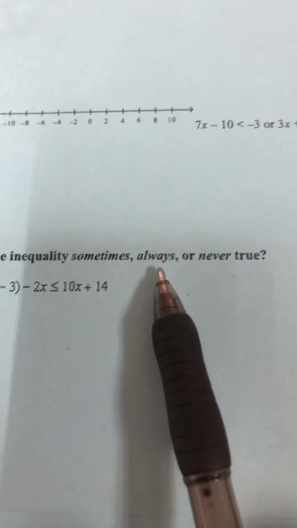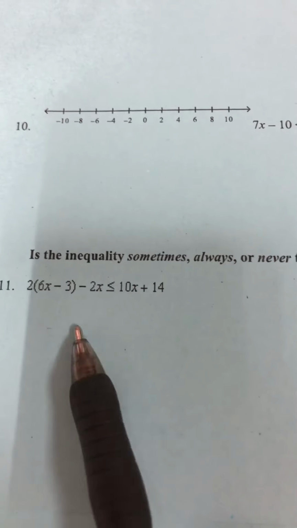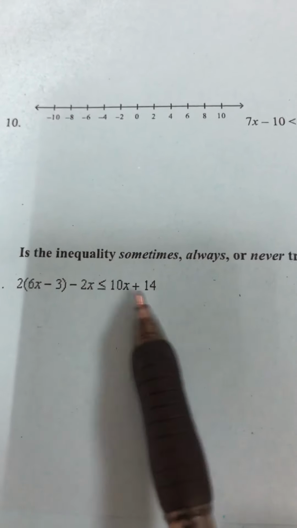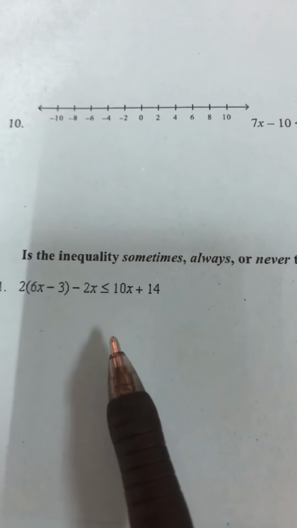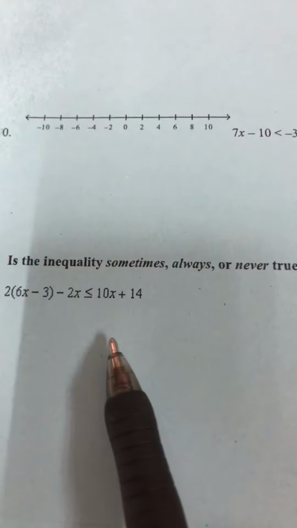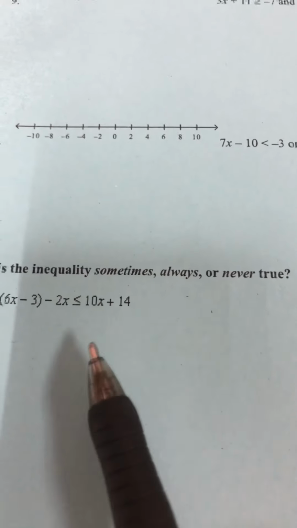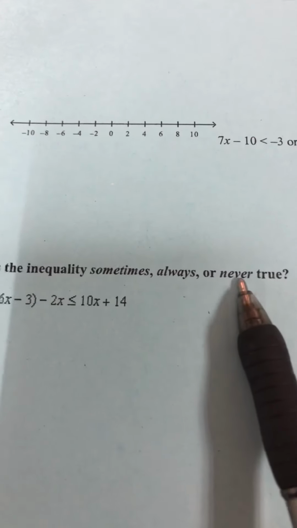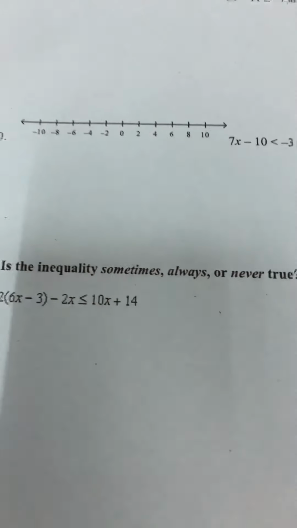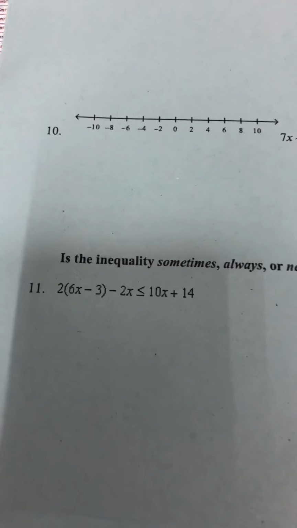Another sometimes, always, or never. Take a look at when you get x on one side of the equation finally, what happens? Is it where you put any number in, it will always work? If you put any number in and it will never work, or if there's just one number that will work, sometimes, that will be your sometimes. So solve that for number 11.